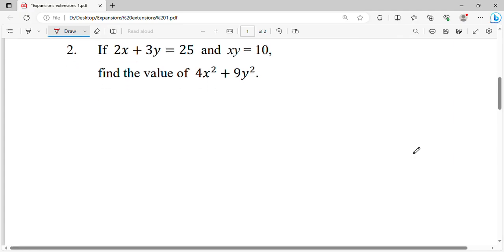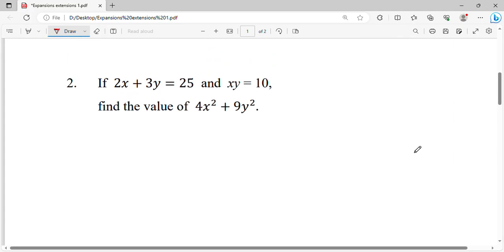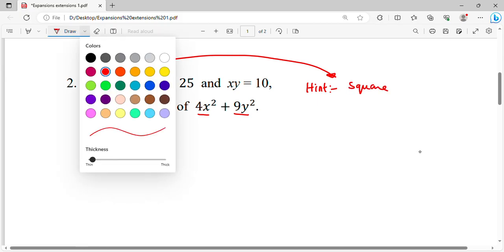This also, if you look, is nothing very difficult. The hint is, if I square this, 2x the whole square would be 4x squared, and 3y the whole square would be 9y squared. So I get my hint from there that I have to square this particular thing. That is my hint, and let me continue with that.